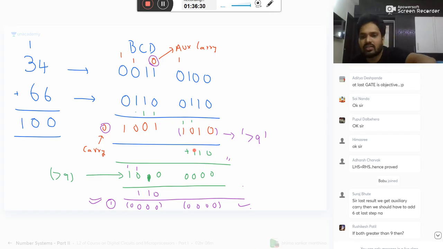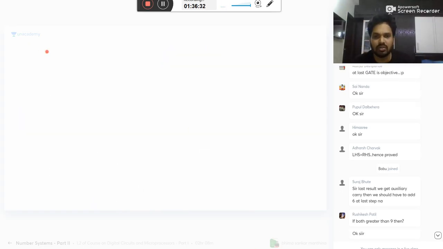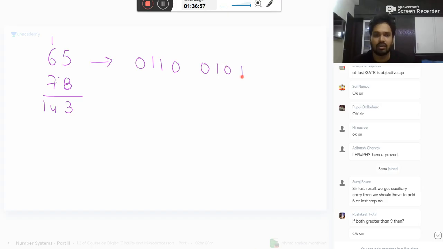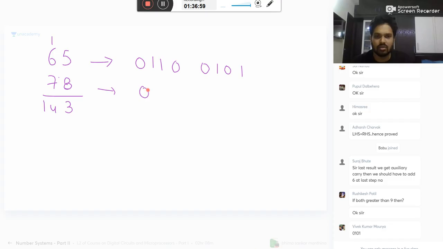Let me take one more example so that you will be more comfortable. 65 and 78. 5 plus 8 is how much? 13. Now you will be more comfortable after this. 6 is how much? 5 is, I am taking the 8421 BCD code. 7 is how much? 8 will be.